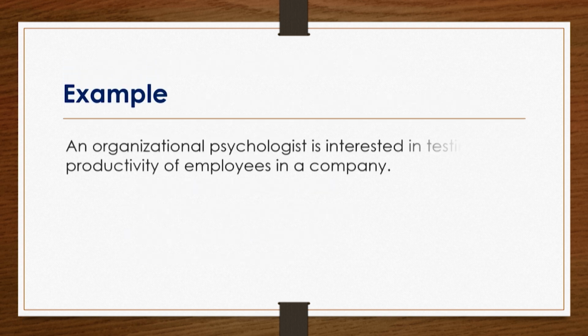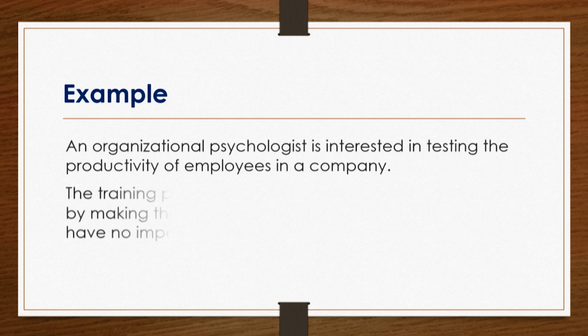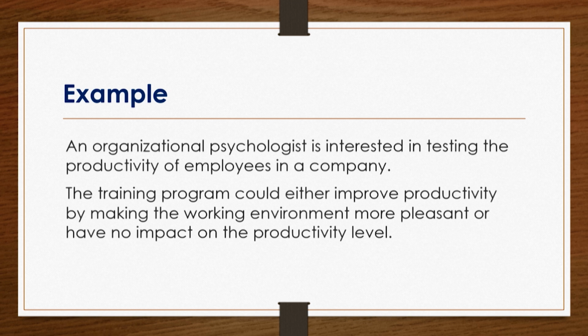Example. Now we are going to see a psychological experiment where an organizational psychologist is interested in testing the productivity of employees in a company. This company is going to give a training program. They are going to check whether the training program improves their productivity or not. The training program could either improve productivity by making the working environment more pleasant or have no impact on the productivity level. That is what the psychologist is going to check.